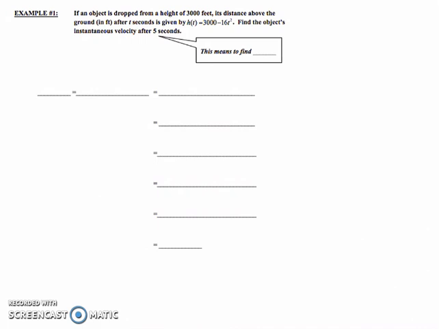It says, if an object is dropped from a height of 3,000 feet, its distance above the ground in feet after t seconds is given by h of t equals 3,000 minus 16t squared. Find the object's instantaneous velocity after 5 seconds. So this means they are asking us to find h prime of 5 because our function is h of t. Okay? So h prime of 5 is going to be equal to the limit, now remember our variable is t, so the limit as t approaches 5 of h of t minus h of 5 over t minus 5. I'm going to be using the first definition for this one because I know the t value that I'm plugging in is 5 seconds, okay?